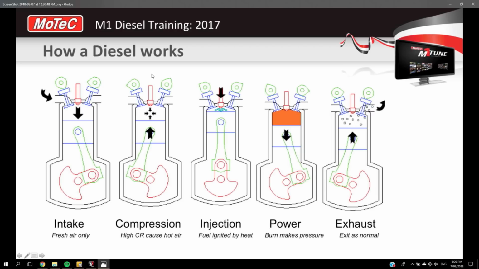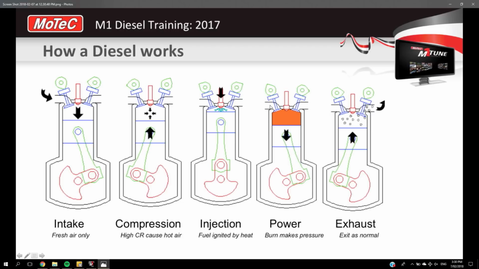We've got our compression stroke, which is our next stroke. So the high compression ratio of the diesel engine causes the air inside the combustion chamber, or inside the cylinder, to become superheated. When we get our piston right up near the top of the stroke, this is where the injection occurs. So we can see again, as I just mentioned, our injector is fitted to the top of the cylinder head, pointing directly down at the bowl inside the piston.